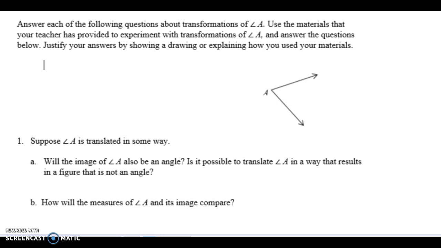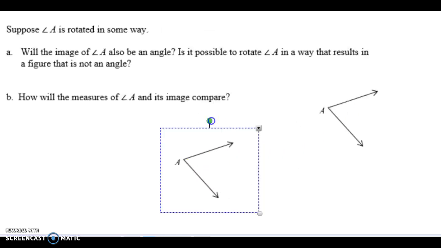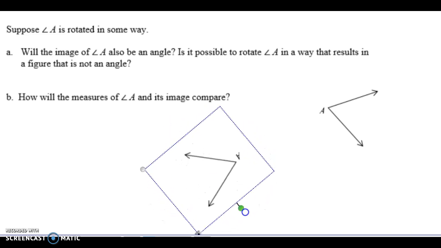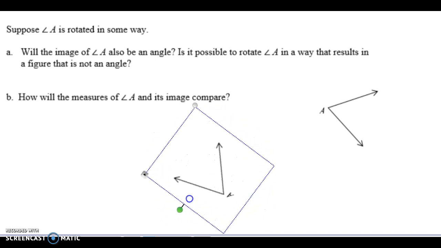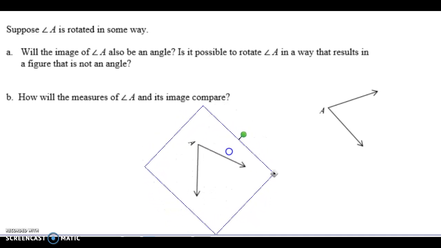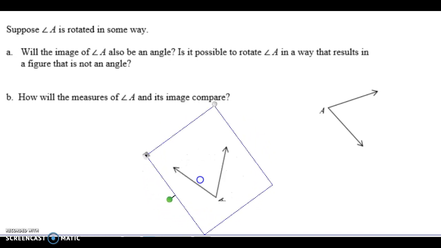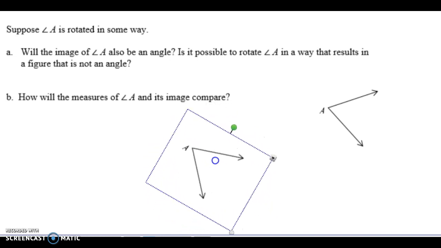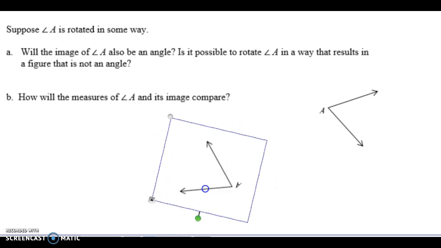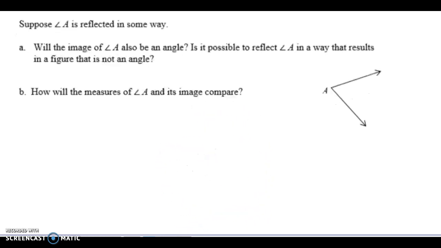Okay, now we're going to keep that angle and talk about rotation. So if we take our angle and we rotate it, does that angle itself change? It might look different, but if you look at the measure of that angle, it looks like it's less than 90 degrees. Maybe it's about 60 degrees. It's keeping that angle the whole time, no matter what. And the size of the angle is not changing.